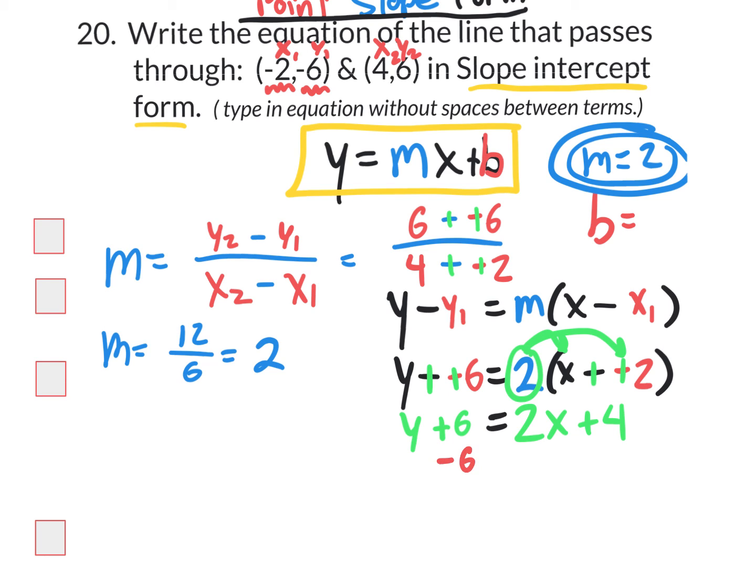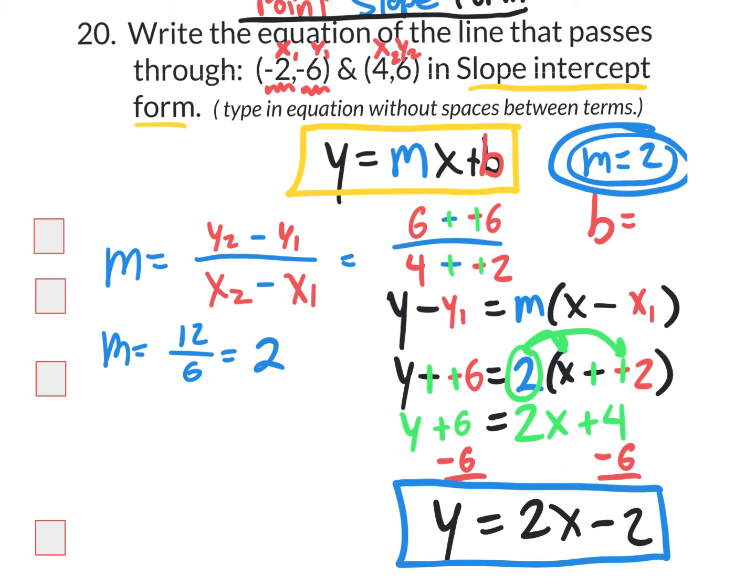Let's subtract 6. You can't really take away 6 from 2x, so you could only take it away from the number. So what do we have left? We have y is all by itself equals 2x minus 2. 4 take away 6 is -2. Ladies and gentlemen, this is your slope-intercept form equation that passes through these 2 points, okay?